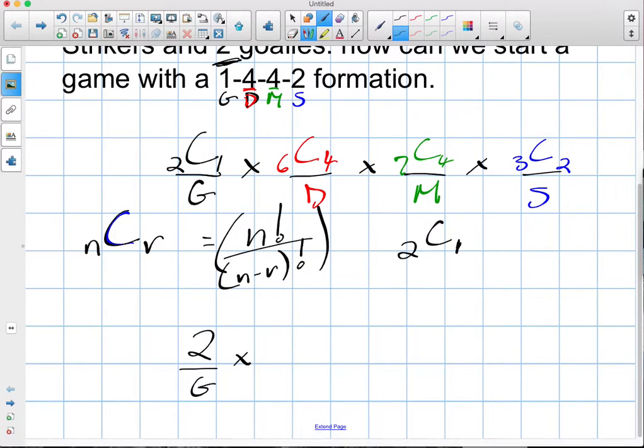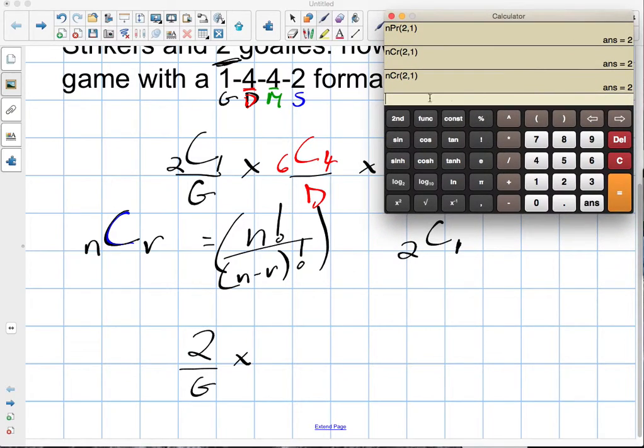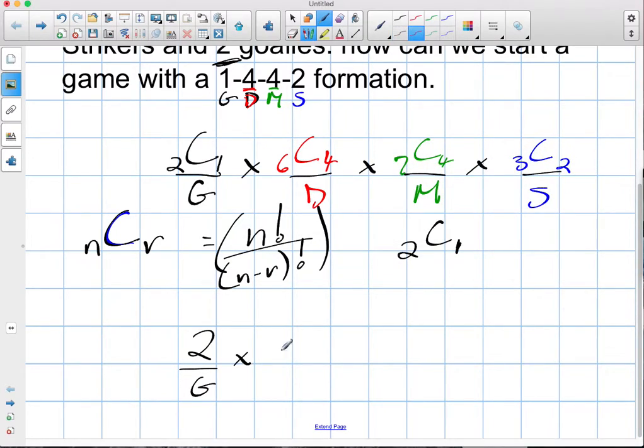For our defenders, let me bring up our calculator here. There we go. Our defenders. So I bring the same idea. I just have to choose 4 out of 6. Okay, and there's 15. So what that's telling us is there are 15 different ways we can choose 4 defenders out of a group of 6.